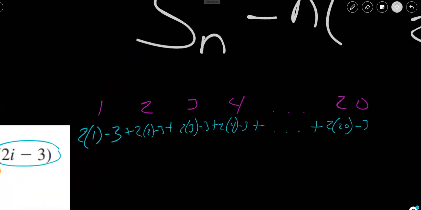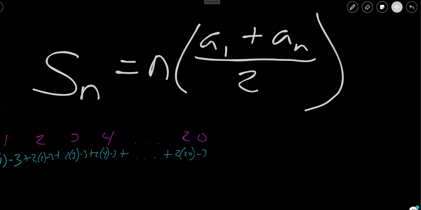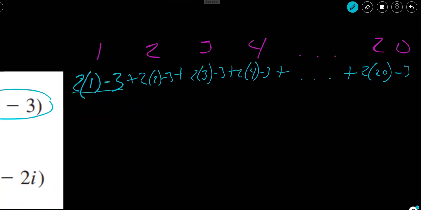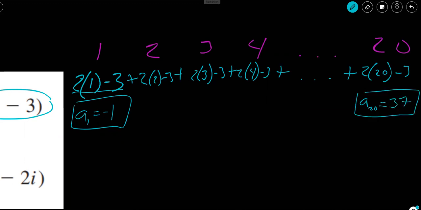But remember, our standard way to find this sum quickly is that all we really need are A1, the value of the first position, and AN, the value of the last position. So I can solve those pretty quickly. A1 is just going to be 2 times 1, which is 2, minus 3. So A1 is going to be -1. In fact, I'll write A1 equals -1. And then A20, that's just going to be 2 times 20 is 40. 40 minus 3 is 37. So A20 is going to equal 37.